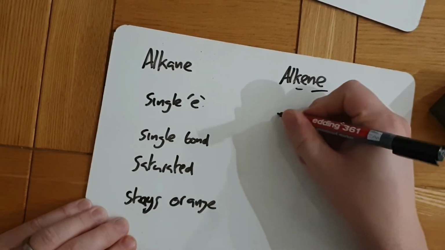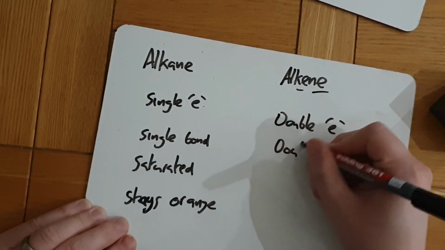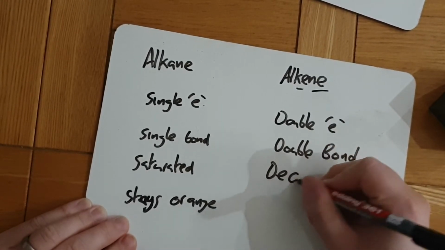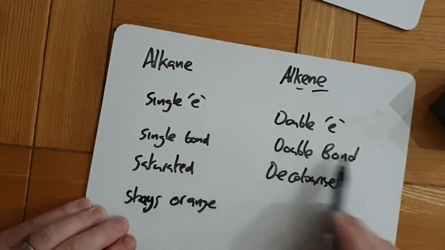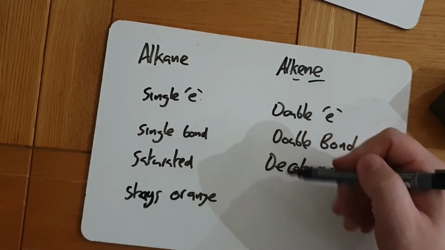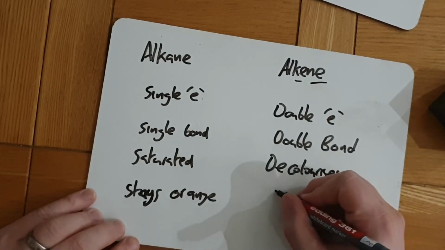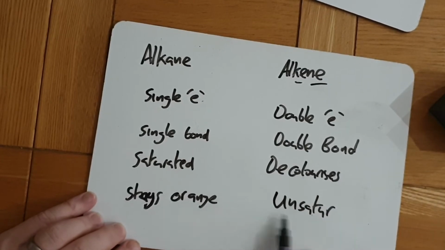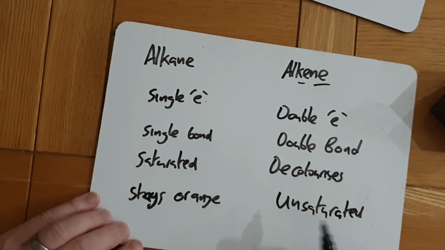Alkene, double E, double bond, and with bromine water, decolorizes. Double E, double bond, decolorizes bromine water. And then the only bit that doesn't work is that it's unsaturated. It's not a perfect way of remembering it, because if it was, that would begin with a D as well, but unsaturated.